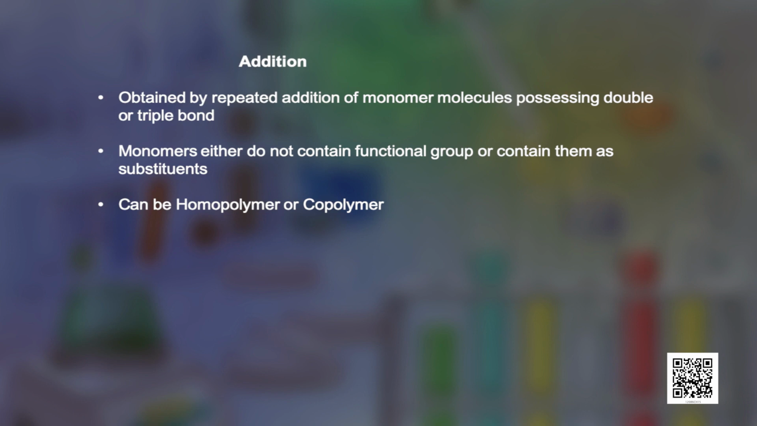These polymers are obtained by repeated addition of monomer molecules possessing a double or triple bond. There are certain characteristics that you need to remember: these monomers either do not contain a functional group or contain them as substituents only, and this would be understood with the help of an example as well. The polymers can be homopolymers or copolymers.